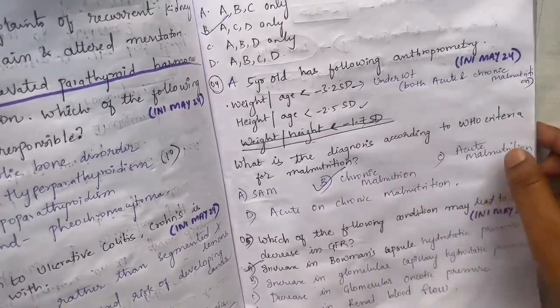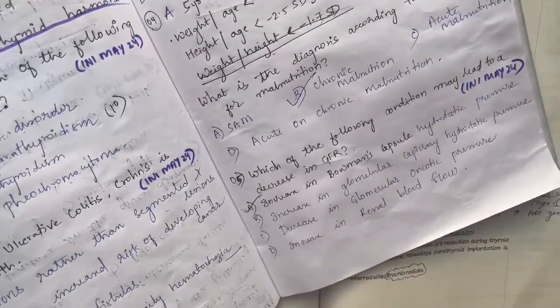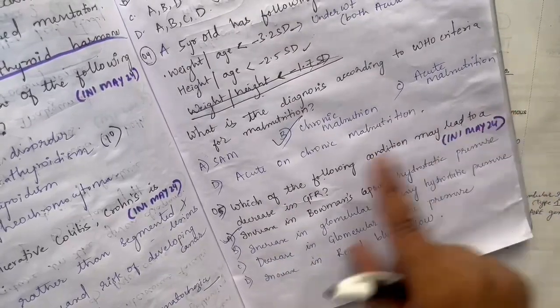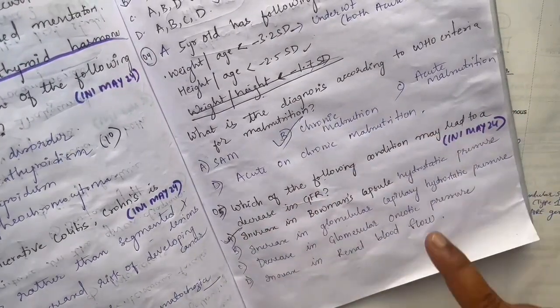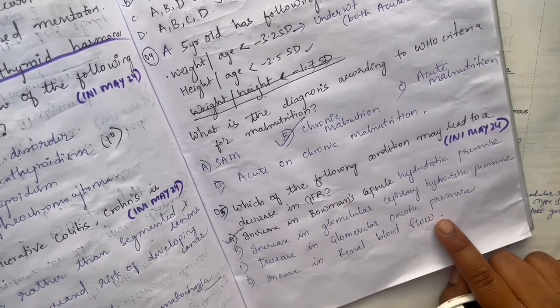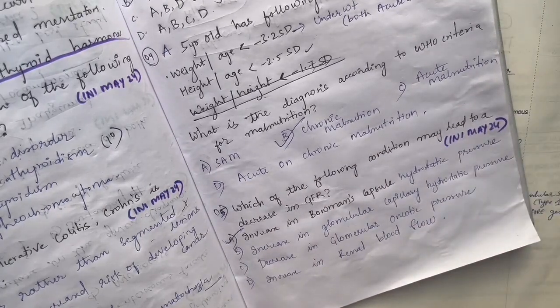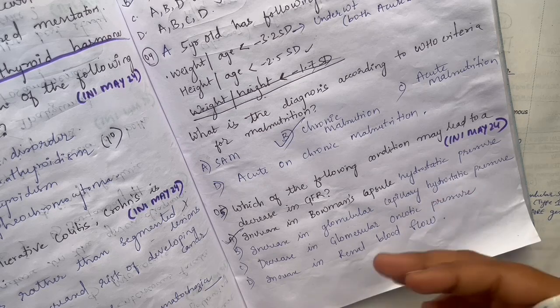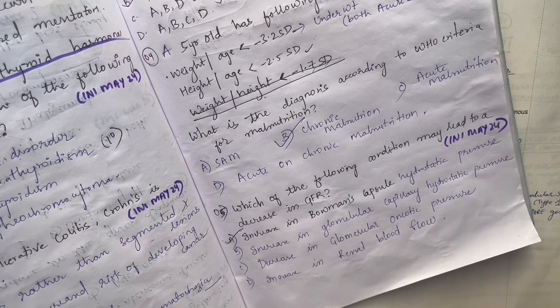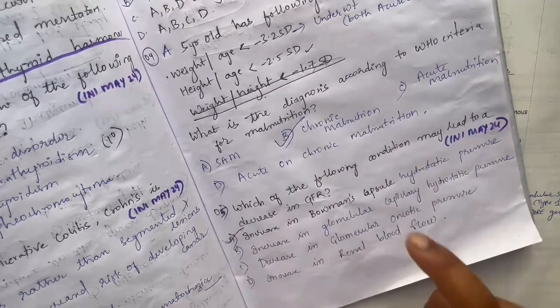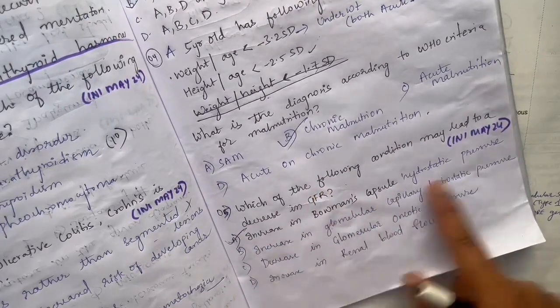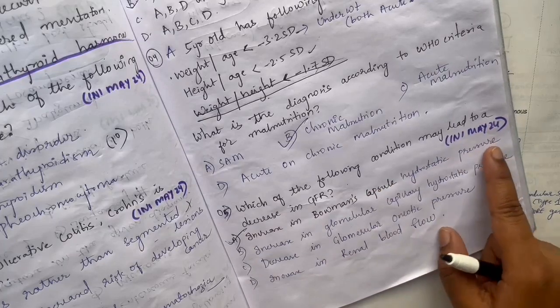This is very important. And coming to the third question, which of the following conditions may lead to a decrease in GFR? This I have already explained to you in an earlier video. This question has been asked again. I have posted this question again because I want you to know the importance of knowing this question. If you are preparing for INICET, don't go to the exam without studying this topic, GFR. So here the answer is increase in Bowman's capsule hydrostatic pressure.